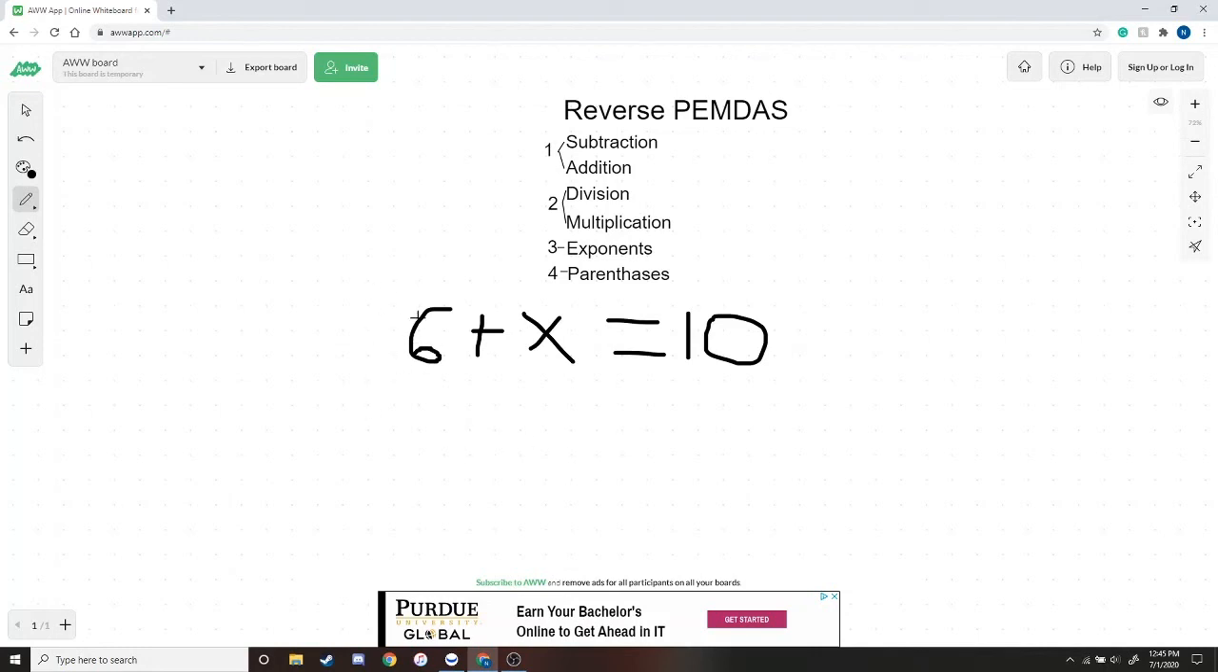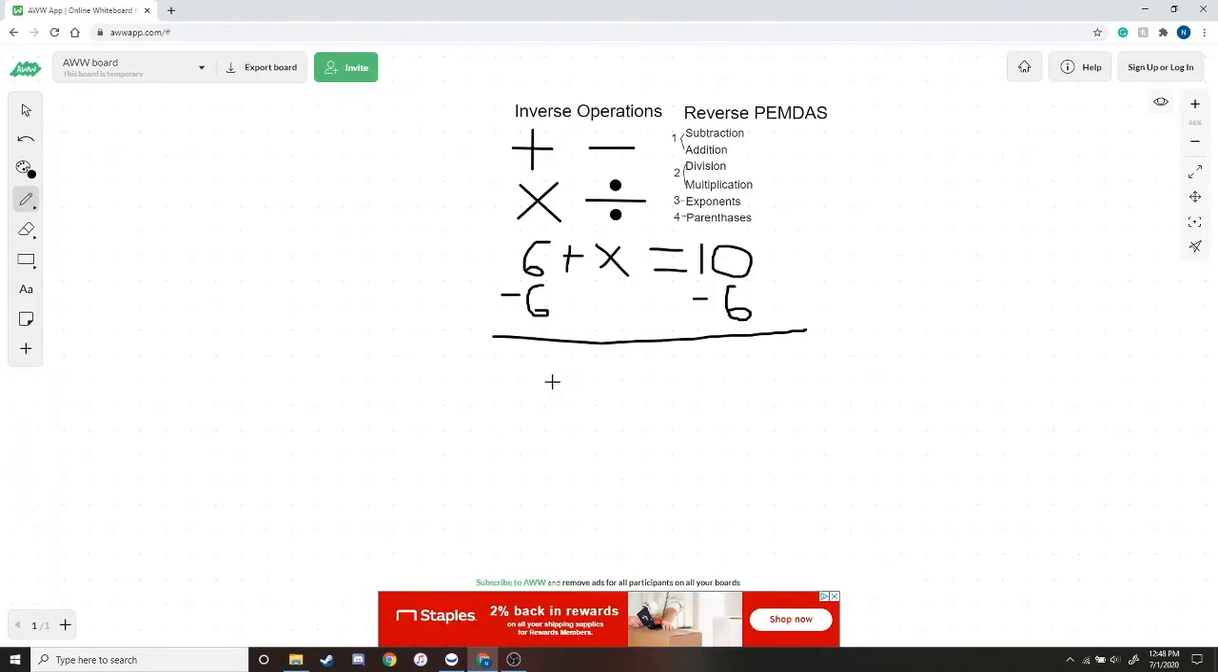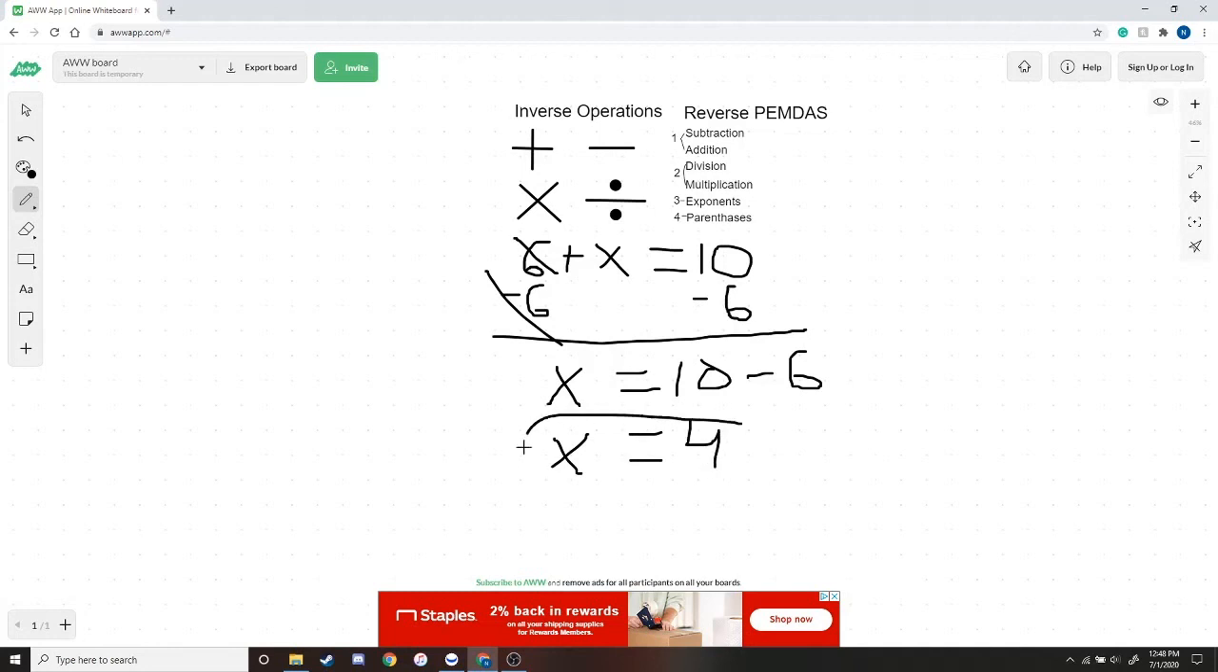So to get rid of this positive 6, we need to take 6 away. We do this by subtraction, so we'll subtract 6. But whatever you do on one side, you need to do to the other. So on this side of the equation, we'll subtract 6. Now, all we need to do is simplify. So here, the 6's cancel out. We're left with x on the left side, and we're left with 10 minus 6 on the right side. We can simplify this further by doing 10 minus 6. So x is equal to 4. This will be your answer.